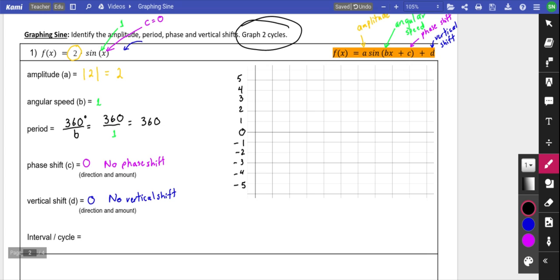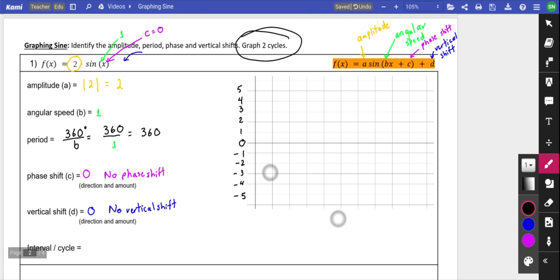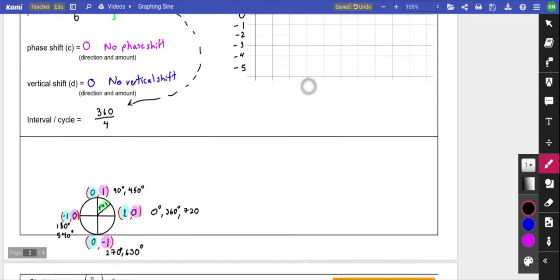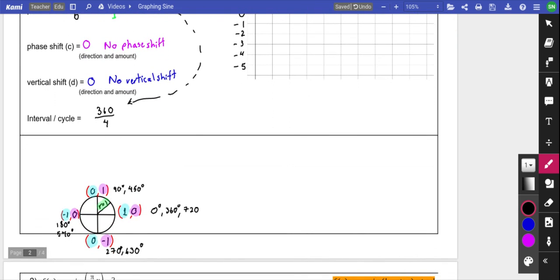Now, the interval is obtained by taking the period and dividing it by 4. The reason we divide by 4 is, let me show the circle that we're going to be using for the graphing. There are 4 major points on the circle: 1, 0; 0, 1; negative 1, 0; and 0, negative 1. Those are the highlighted ones.